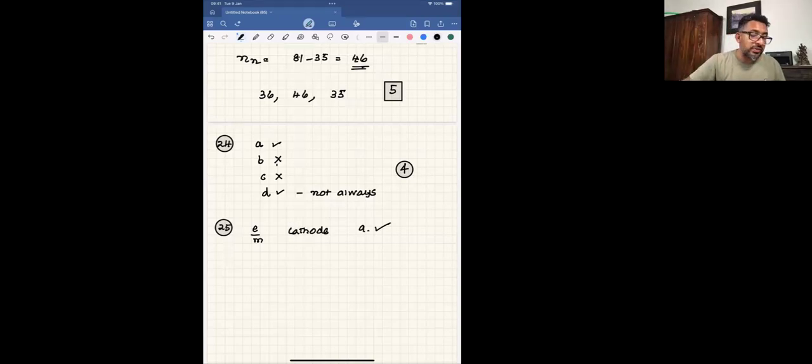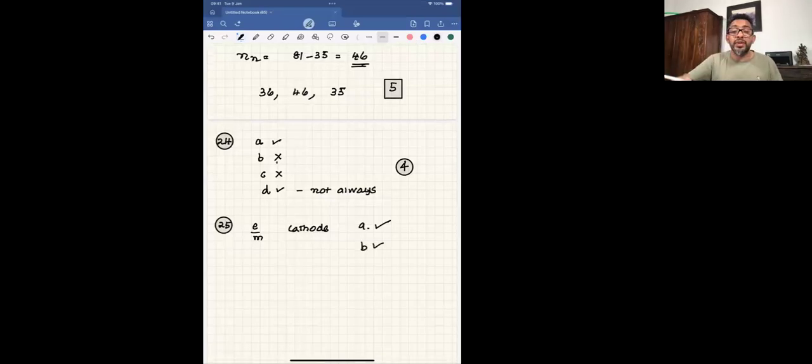Second one, B, does not depend on the gas in the discharge tube. What is your thought? That's a true statement, right? It doesn't depend on the gas. C depends on the potential gap applied across the discharge tube. Does it depend on the potential? We said the e/m ratio for cathode rays is a constant. We never talked about a potential. So that's a wrong statement. C is wrong.